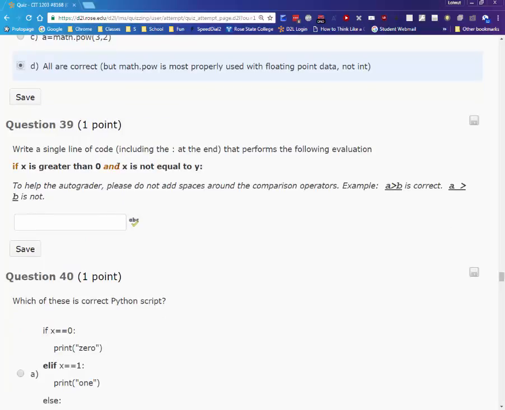If x is greater than 0 and x is not equal to y, there were a surprising number of wrong answers. One of the wrong answers that confused me, that I saw repeatedly, is: if x greater than 0 and x equals y. Well, no, it wanted to know if it was not equal to y. If you stuck the word not in front of that, then that would be correct.